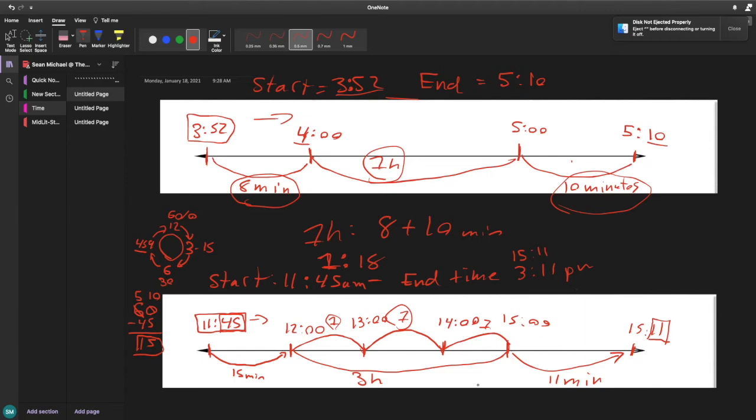And now what you do, just like before, we're going to gather up our different ones. So if you were here, you would gather your hours into 3 hours, or if you're on the bottom, you just have to gather your minutes. So you have 3 hours, and then we have our minutes over here. So we have 15 plus 11, and that's going to equal 3 hours and 26 minutes, right? And so there's your answer, and that's how you can use a number line to help you figure that out.